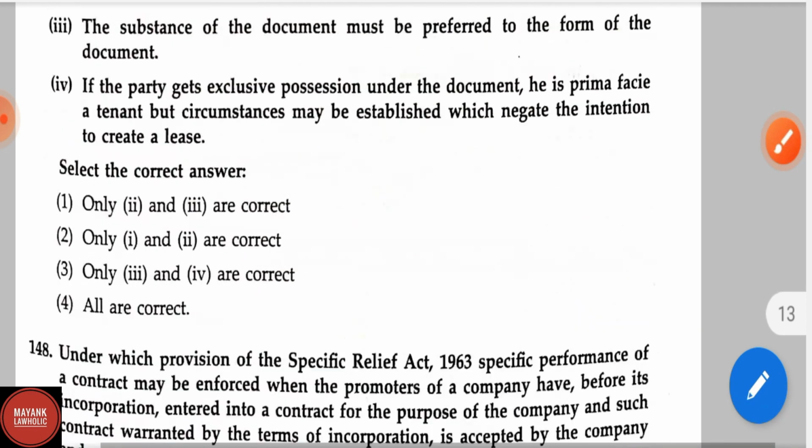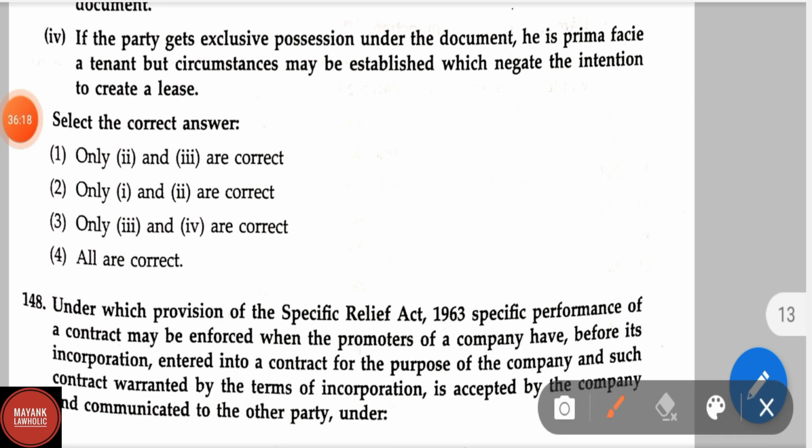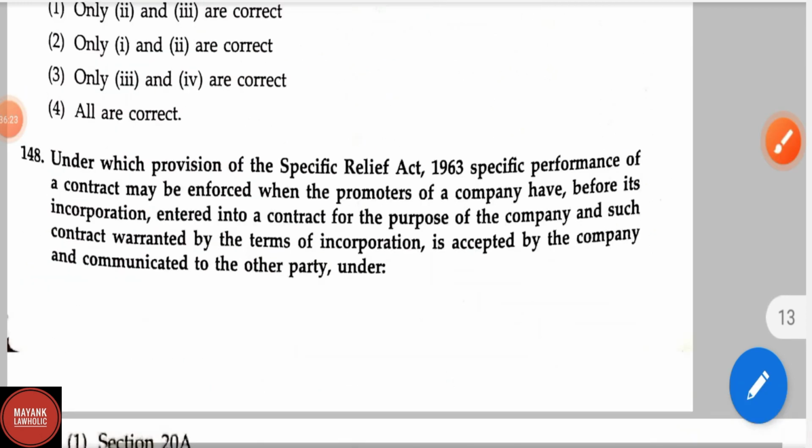Now let us see the options. Options are: only first and third are correct; only first and second are correct; only third and fourth are correct; and option 4, all are correct. In the given question, all the statements are correct. Now let us see question number 148.